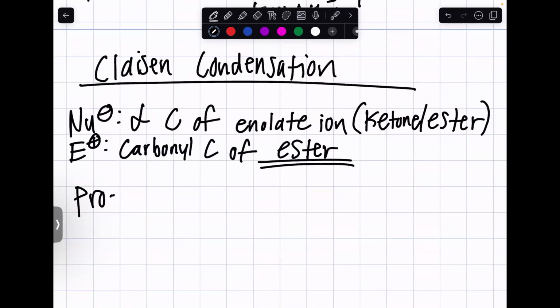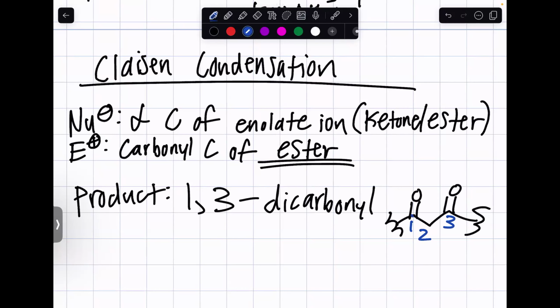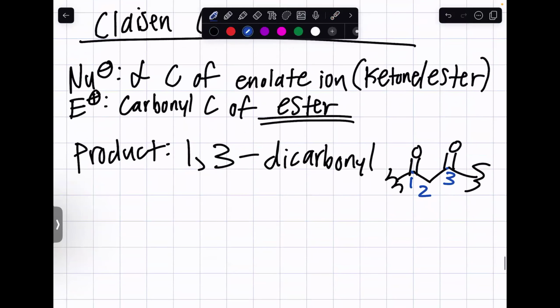The product is always a 1,3 dicarbonyl. Something like this, where we have two carbonyls that have a 1,3 relationship with each other, right? 1, 2, 3, 1,3 dicarbonyl. Right. The intramolecular version of this, there's a name for that. It's the Dieckmann condensation.